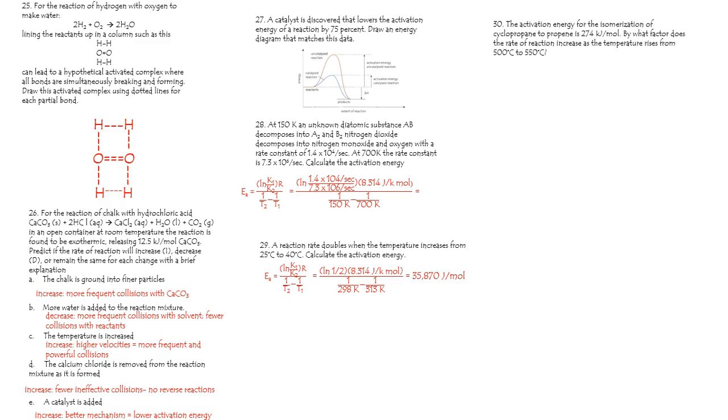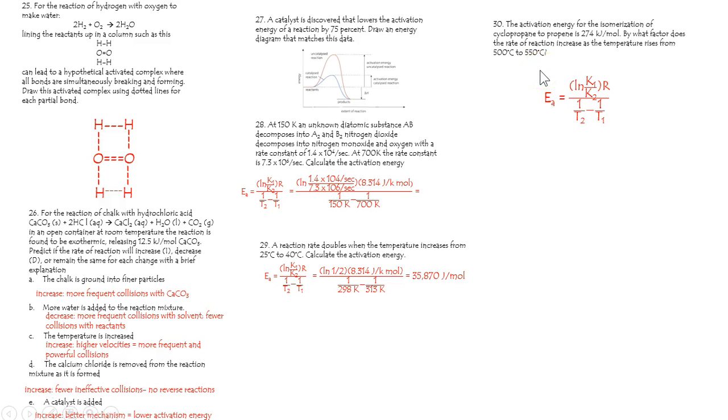The activation energy for the isomerization of cyclopropane to propene is 274 kilojoules per mole. By what factor does the rate of reaction increase as the temperature rises from 500 to 550? Well, you could rearrange it for solving for the natural log of K1 over K2, but be careful if you have to flip it over at the end. I'm pretty much locked into this form of the Arrhenius equation, so I'll do it that way, leaving this part right here unknown, and then I'll solve for it, and then I'll think about whether it's right or not.